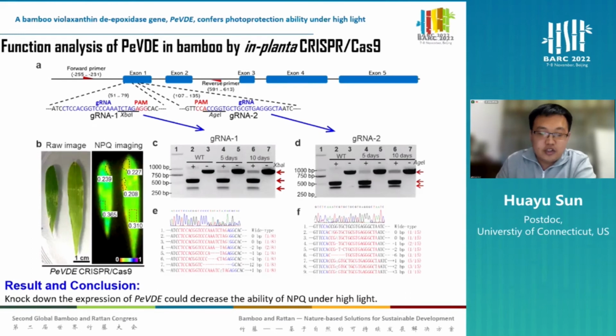At the same time, we used CRISPR technology in bamboo leaves. We successfully knocked down the PVDE genes in the bamboo leaves. And we found that when we knock down the expression of PVDE in bamboo leaves, the NPQ value decreases under high light. That means that PVDE in bamboo has the function of dissipating light energy to thermal energy under high light.